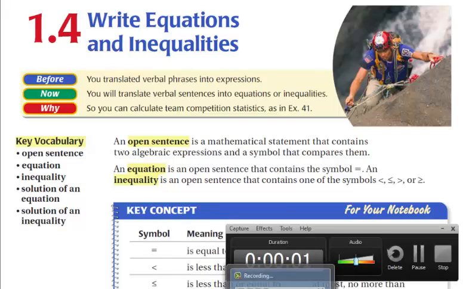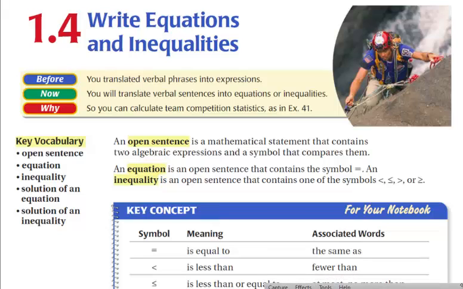Hello everyone, today we're going to learn how to write equations and inequalities. Before we start, let's look at the definitions of open sentence, equation, and inequality.